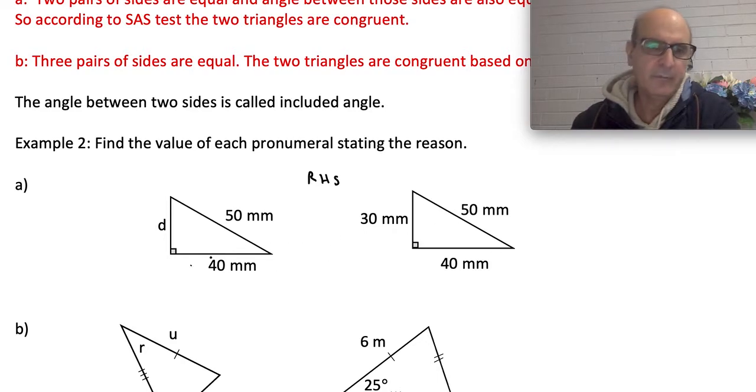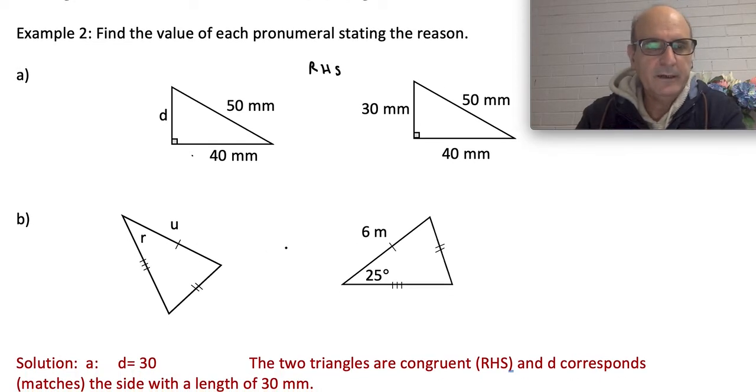That's the first step. But my aim was to find D. Now the two triangles I know are congruent, the corresponding sides must be equal. So D corresponds to 30. So then D is equal to 30.